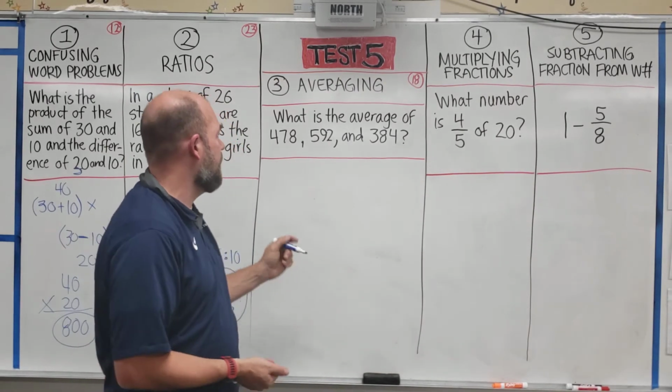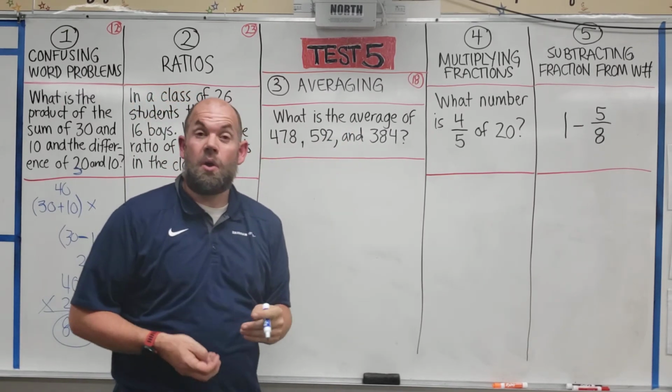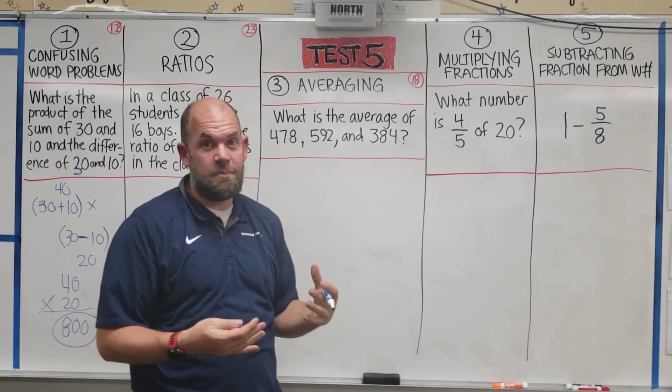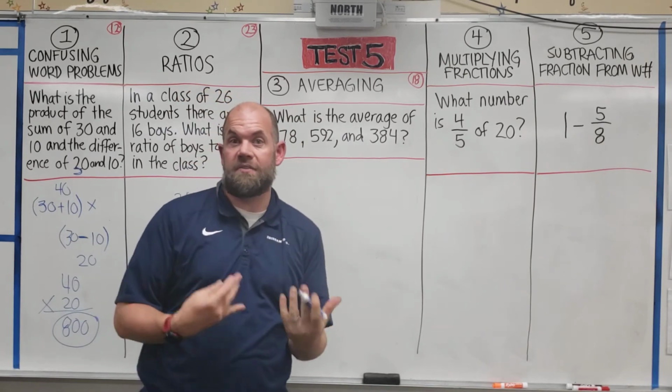So you just have to do it the right way. What's the average of 478, 592, and 384? Well, anytime we're going to take an average, we're going to add those numbers together and then divide by the total number of whatever we're adding together. In this case, there's 3 total numbers, so we're going to divide by 3.